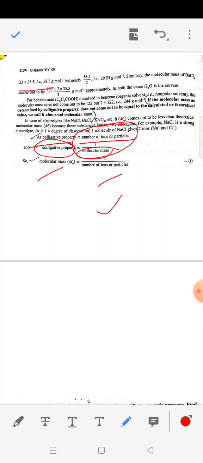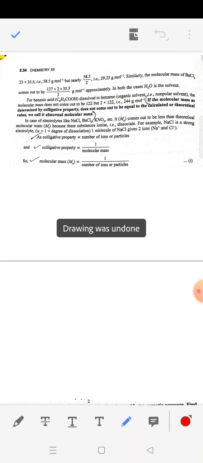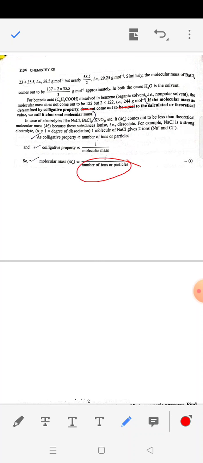The correct value is 58.5, but it came out to be 29.25. And what happened in the case of association? The correct value for benzoic acid, whose associated structure we have just seen, is 122, but it came out to be 244 because the number of particles decreased. So when the number of particles decreases, molar mass increases.